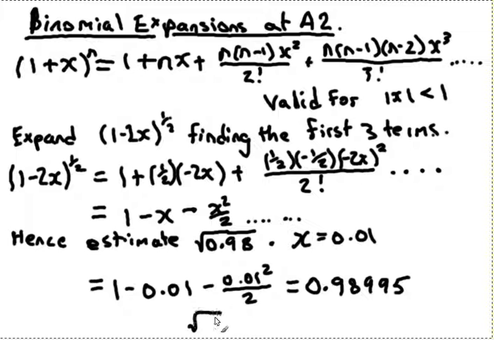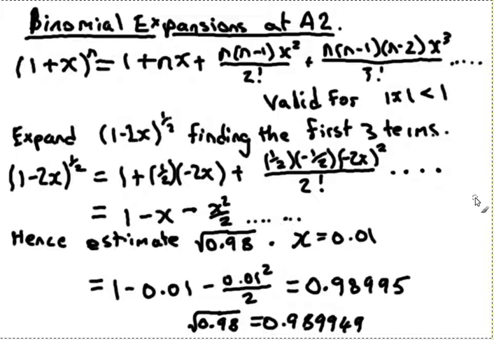I've just worked out on my calculator the actual value of the square root of 0.98, and it's 0.989949. That's how close we get with these binomial expansions, provided x is very close to 0. The closer to 0 x is, the better the approximation will be, just using the first 2 or 3 terms. And that's a remarkable thing, I think. It's an incredible way of approximating values. Okay, I hope that makes sense.